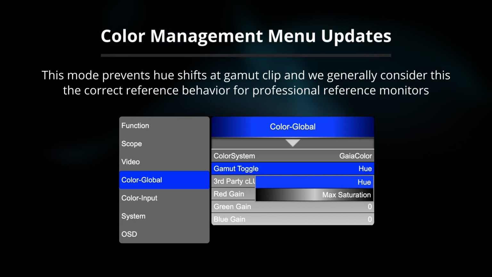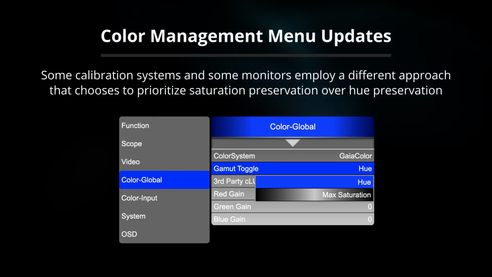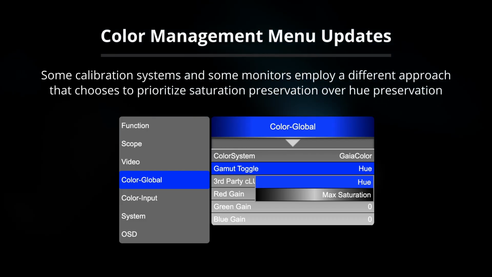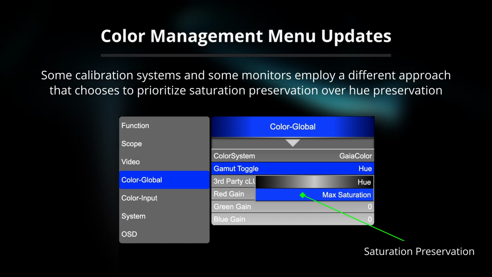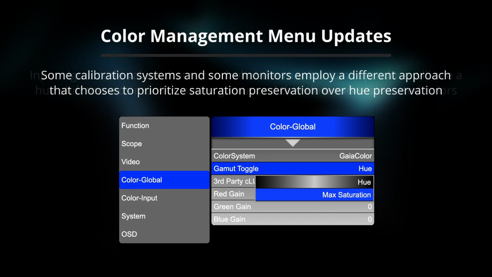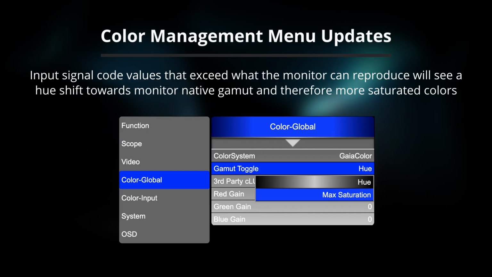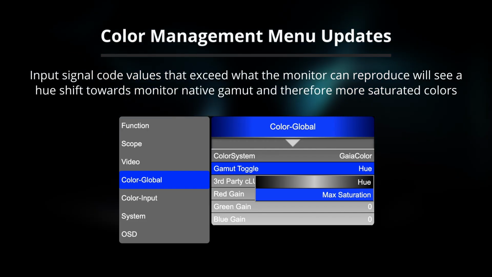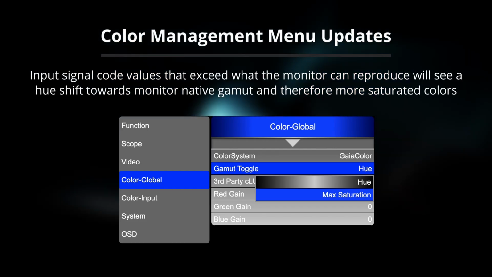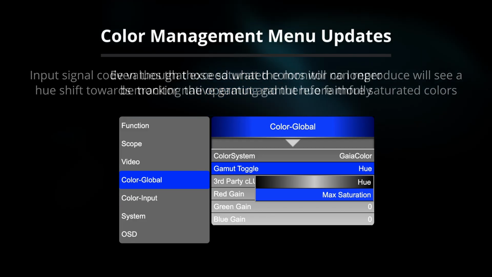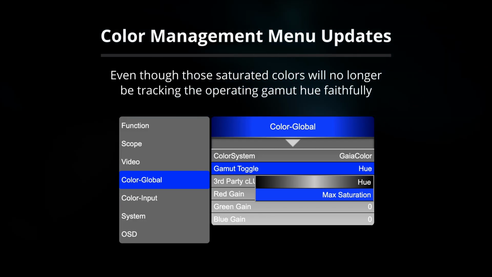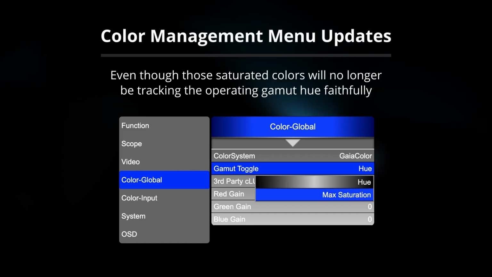However, some calibration systems and some monitors employ a different approach that chooses to prioritize saturation preservation over hue preservation. When operating in 2020 mode, this means that input signal code values that exceed what the monitor can reproduce will see a hue shift towards monitor native gamut, and therefore more saturated colors, even though those saturated colors will no longer be tracking the operating gamut hue faithfully.